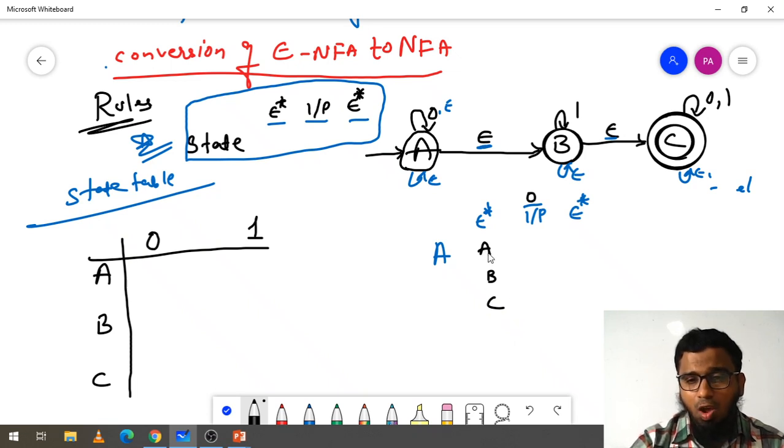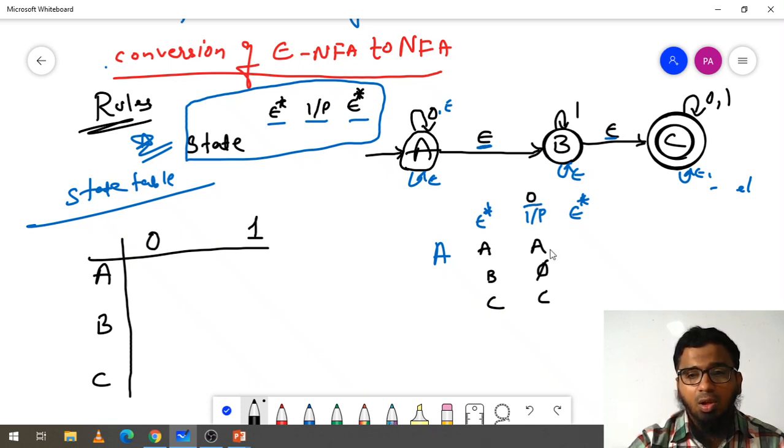Next, A on 0, where is it going? A on 0 is going to A only. Next, B on 0, where is it going? Nothing, so here it will be phi. Next, C on 0, it is going to C only. So we got the output.